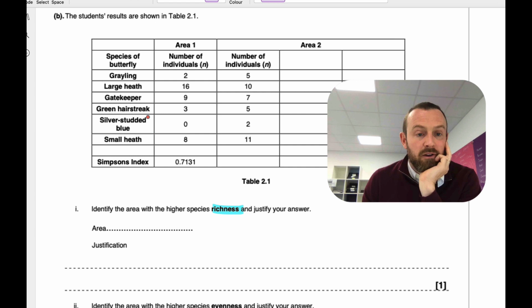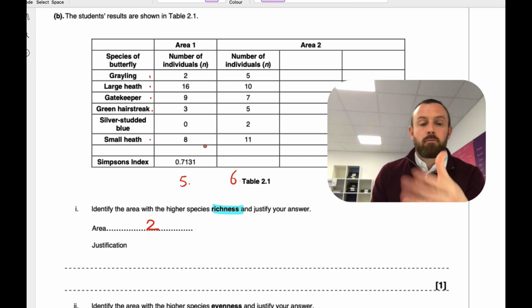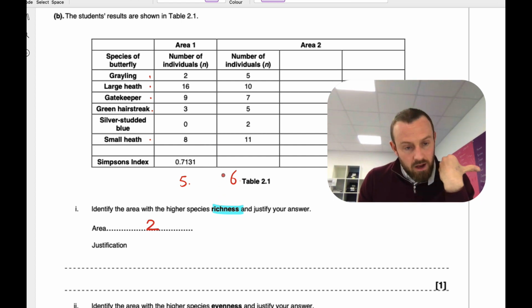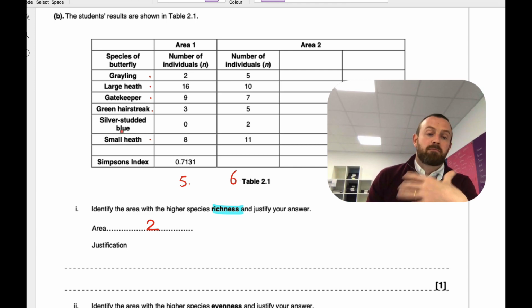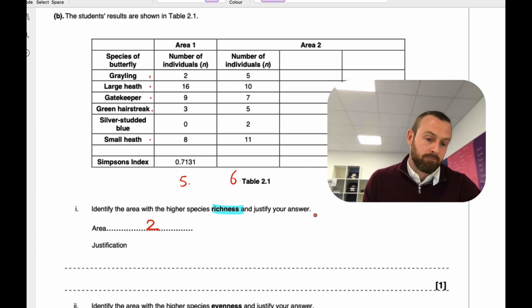We've got this one. So in Area 1, we've got a species richness of 1, 2, 3, 4, 5 species. So SR for Area 1 is 5. And in Area 2, we've actually got a higher species richness, haven't we? We've got all of the species present, so we've got a 6. So Area 2 has a greater number of species present. You might go on to say the silver-studded blue butterfly is not present in Area 1.